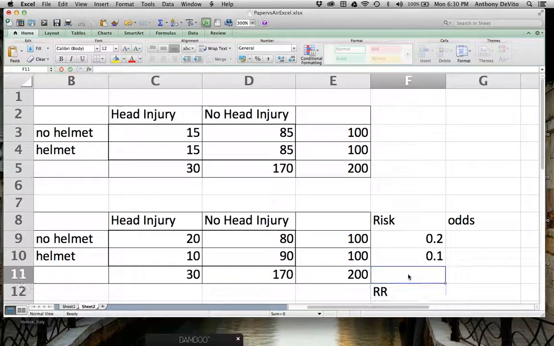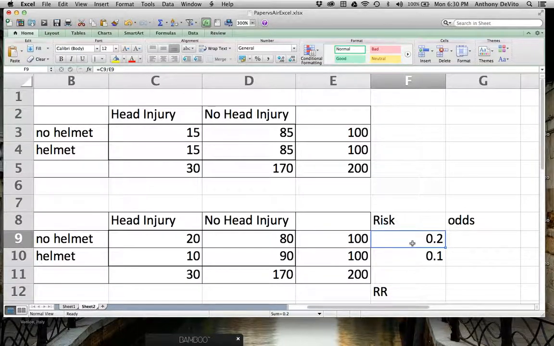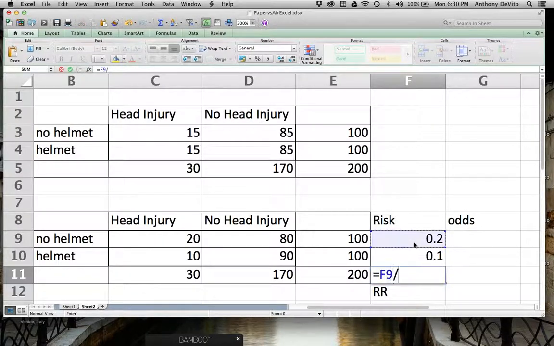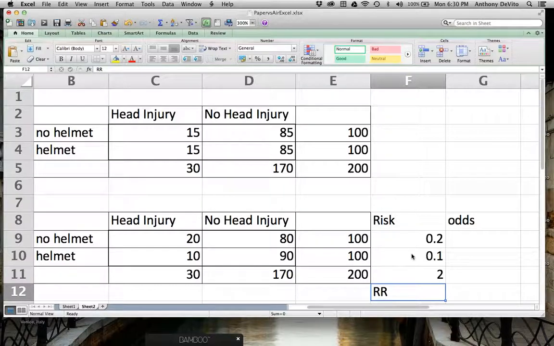Okay, anytime we talk about a ratio, we're talking about a fraction. So we're going to say the risk is 20% if you don't wear a helmet, divided by 10% if you do wear a helmet. Your risk of being injured if you don't wear a helmet is twice as great as it is if you do wear a helmet. That's our risk ratio. Pretty simple, right? Complicated? No.